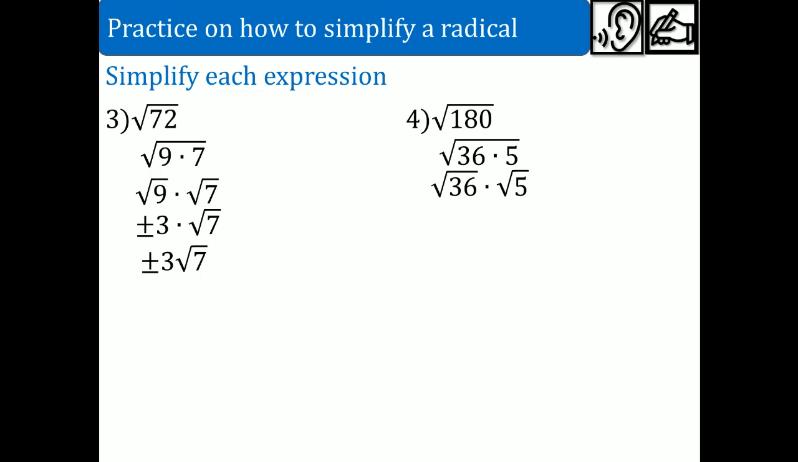Square root of 36. You split this apart. Now, the square root of 36 becomes plus or minus 6. Nothing happens to the square root of 5. It just stays square root of 5. Combine them back. Plus or minus 6 square root 5 would be your answer.